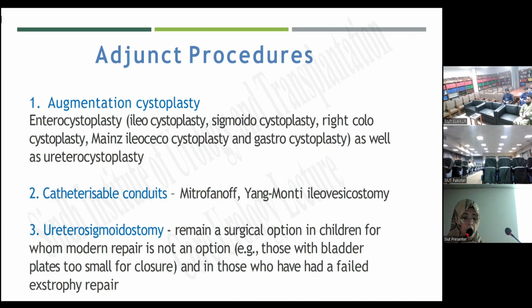Catheterizable conduits can be made, which are Mitrofanoff, Yang-Monti, ileovesicostomy, and ureterosigmoidostomy. As I previously said, ureterosigmoidostomy is done in children in whom the modern repair is not an option, those with small bladder plates, and in those who have had a failed exstrophy repair.